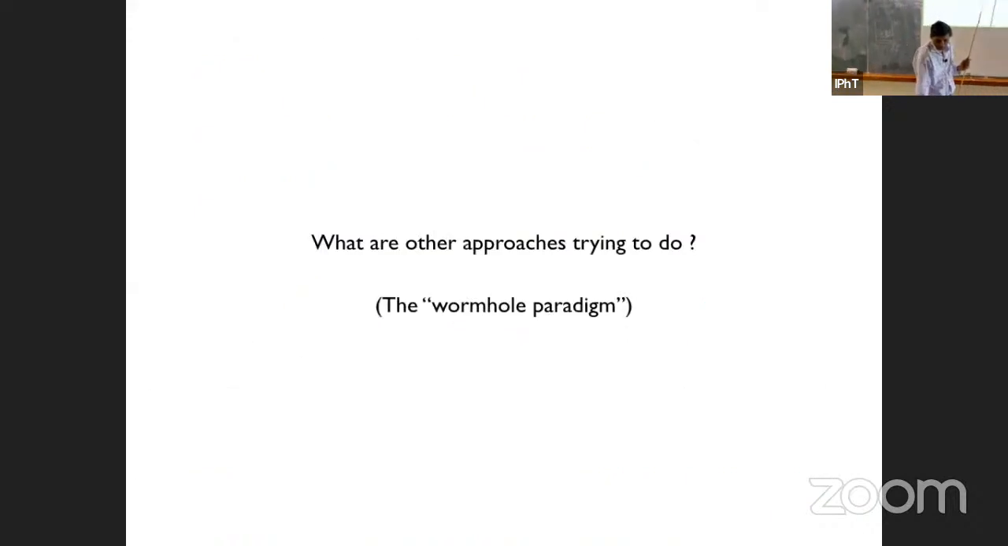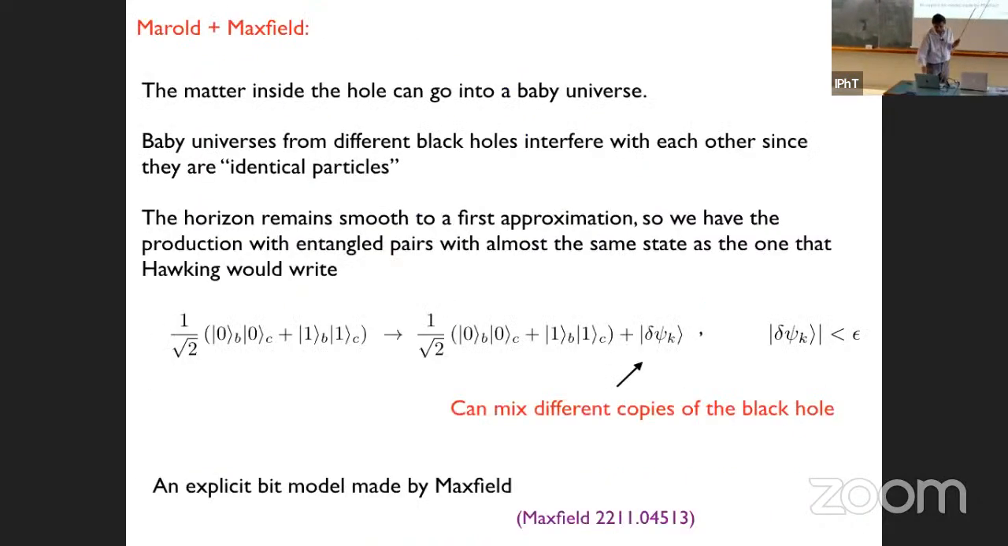Okay. So let's ask, what are the other approaches trying to do? I just roughly call them the wormhole paradigm, but you know they do lots of things. And fortunately, there's one very nice collection of papers by Penington and Maxfield, which actually comes closest to trying to answer the question because they work in Lorentzian signature. You can actually ask what's happening to their radiation.